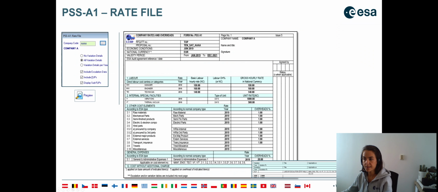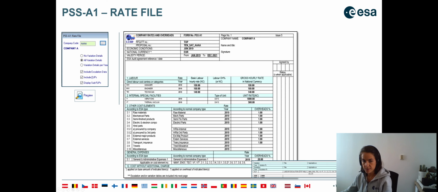So starting with the PSSA 1, the rate file. Here in each of the slides, I've shown at the left the menu option that will be available in ECOS while customizing your report. And at the right is the preview, the result. So this is not exactly reflecting the training. This was part of another presentation from another example that was given to industry in the past.